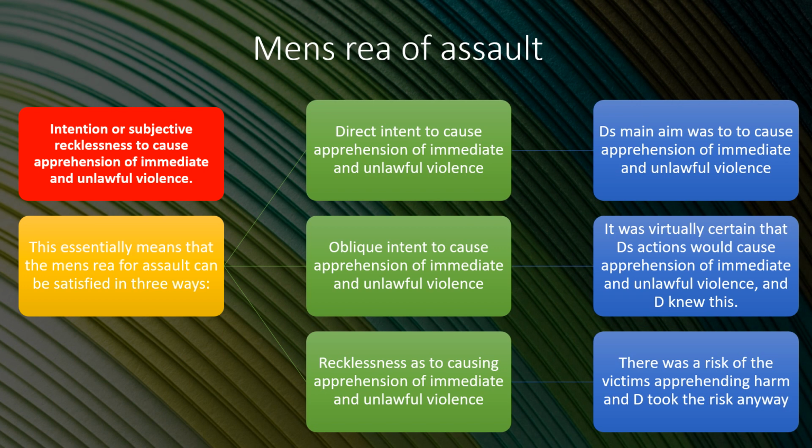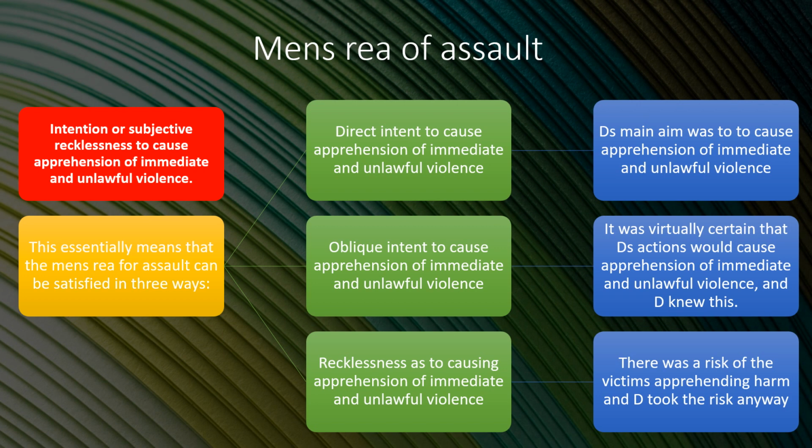So we can have a direct intention to cause apprehension of immediate and unlawful violence. So this means it was the defendant's main aim to cause apprehension of immediate and unlawful violence. This is usually easy to spot in any scenario question. Or it could be oblique intent to cause apprehension of immediate and unlawful violence. So, for example, it's virtually certain that the defendant's actions would cause apprehension of immediate and unlawful violence, and the defendant knew this. So, for example, like running into a crowd with a knife. Of course, it'd be virtually certain, even if it wasn't the main outcome or main intention.